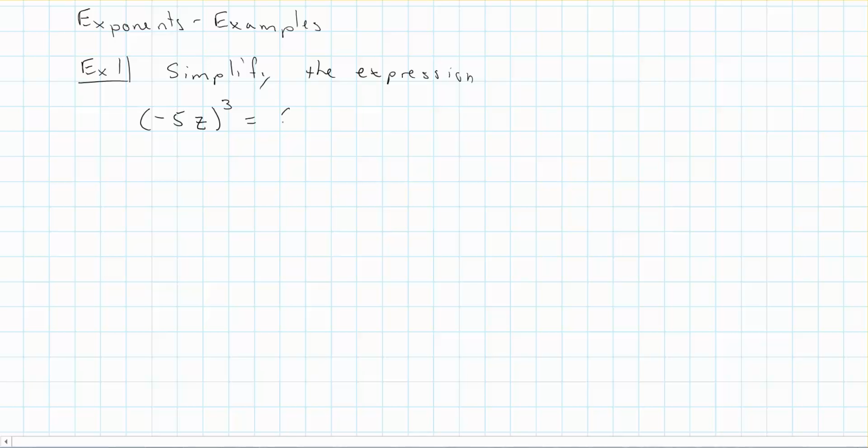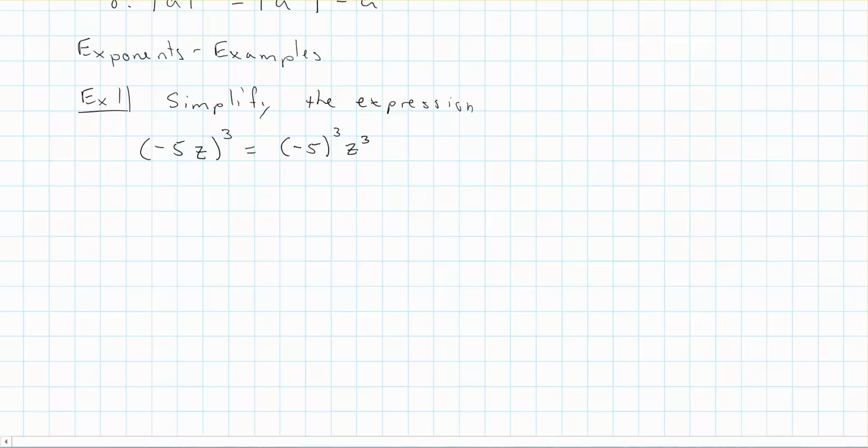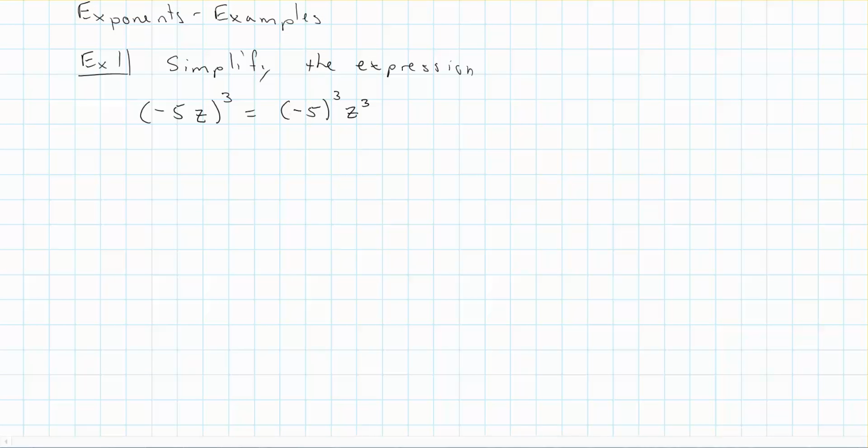Now this one, I always encourage you, I find people make mistakes here. This would be negative 5, notice I still keep it in parentheses there, to the third power, z to the third power. And then we simply go ahead and finish this out. Negative 5 to the third power would be negative 125 z to the third power.